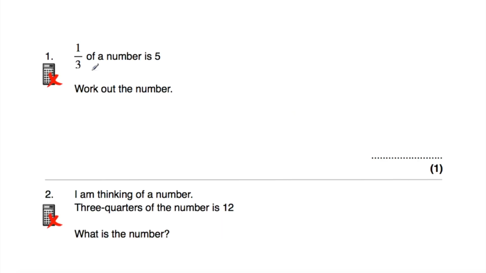Okay, question number one says a third of a number is 5. Work out the number. Well, if we had a number and we've worked out a third of it, we've divided it by 3 to get our third of it, which is 5. So if we take a third of it, which is 5, and we multiply it by 3, we can find out what the original would be. And 5 times 3 would be equal to 15.